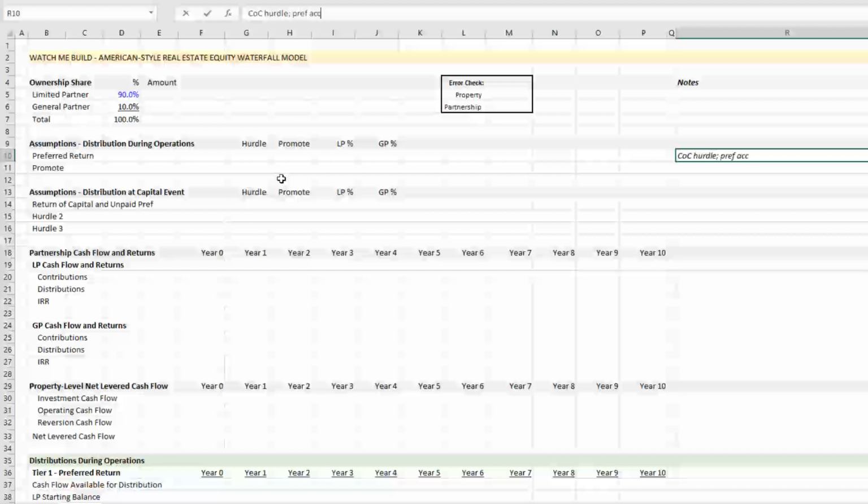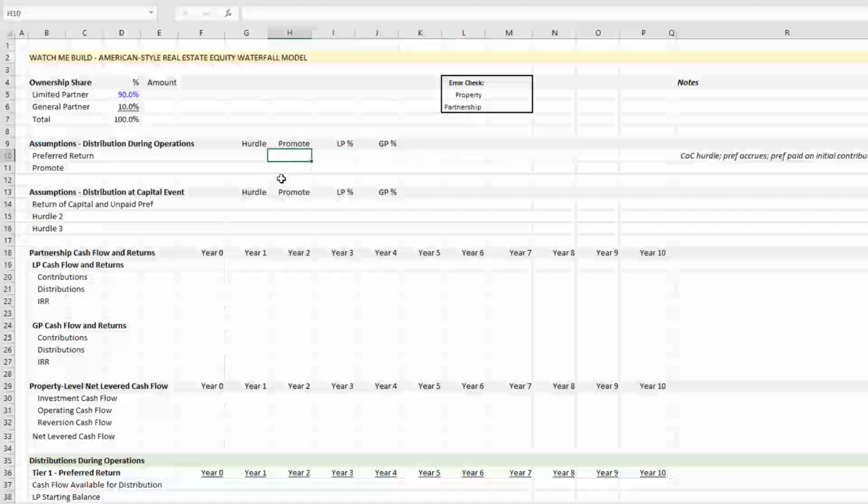Let's also say that the pref accrues. Okay, so any unpaid preferred return will accrue to some capital account balance that must be repaid at the capital event. And then finally, the pref is paid on the initial contribution, not on the capital account balance. So even though the pref accrues, the pref paid during operation is solely on the contributions made by the partners, not on any accrued pref, right?